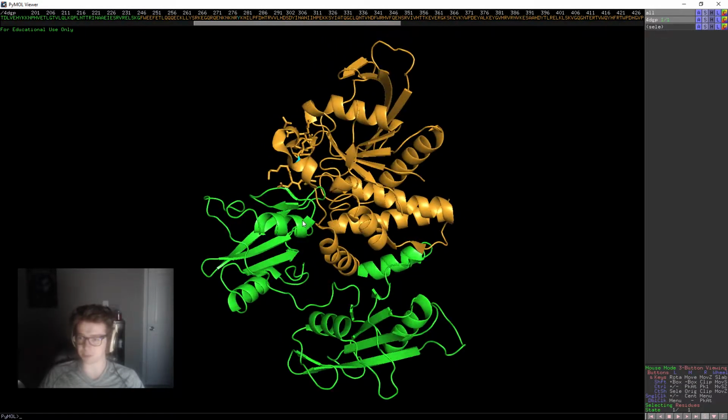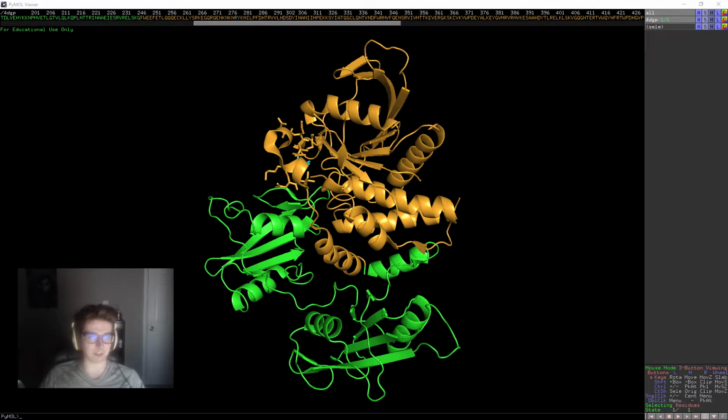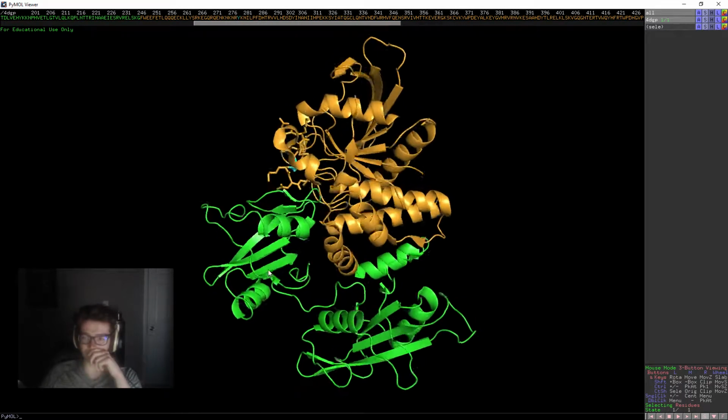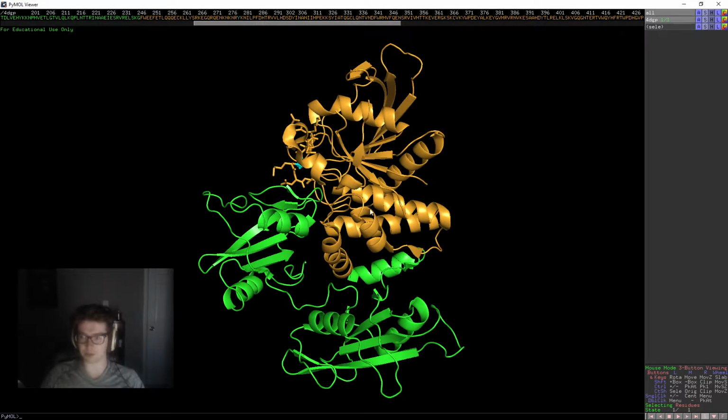This is the crystal structure of the protein product of our gene in question, PTPN11. The protein is SHP2. It's a protein tyrosine phosphatase. I'm just going to walk you through what each section of this molecule is, and then I'll show you what gets mutated. So here in orange is the catalytic domain. This is the PTP domain.